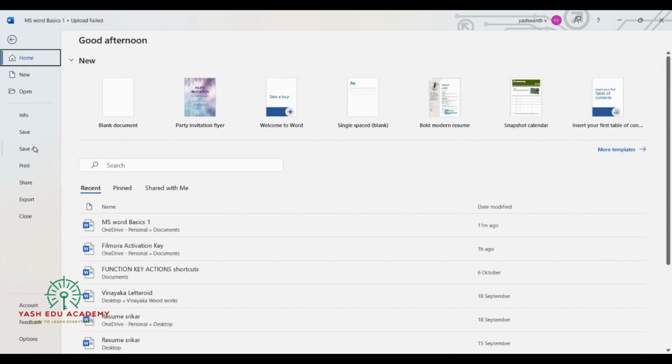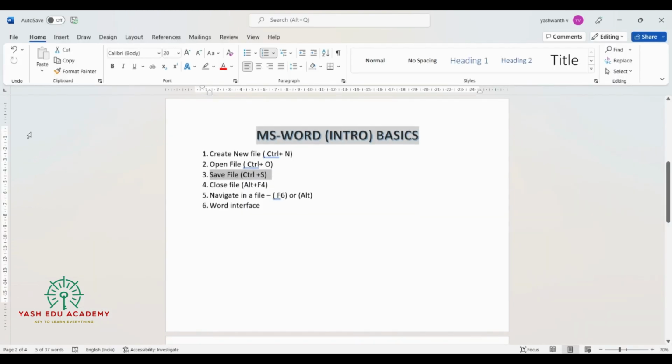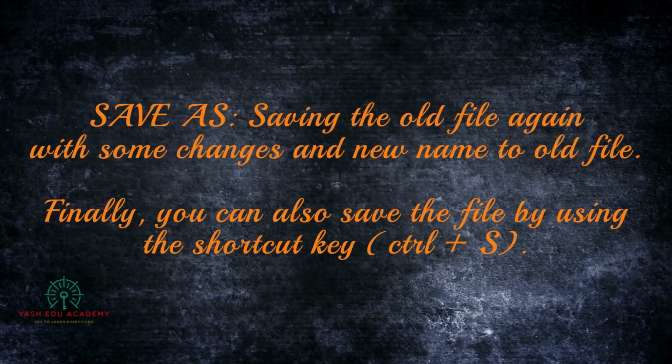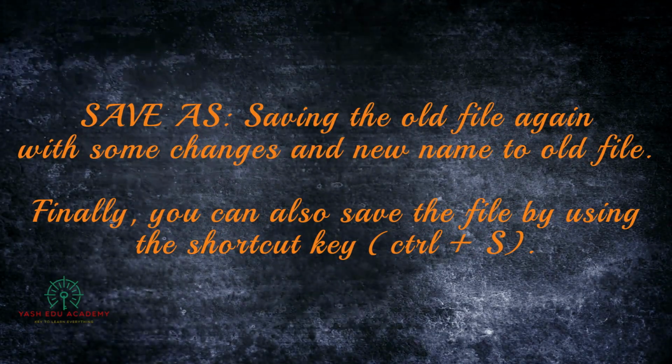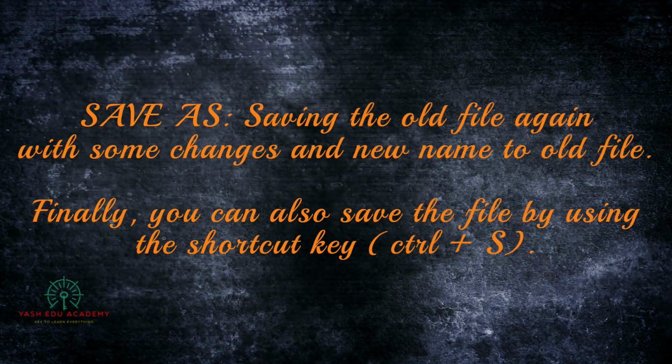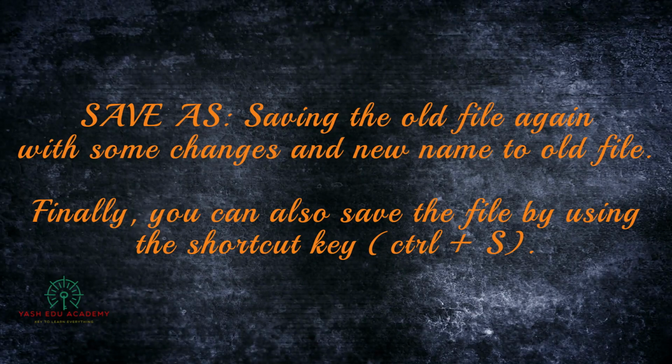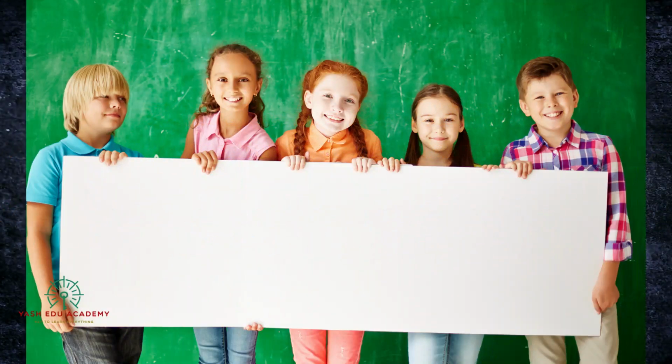The Save option is used to save the data of a new file. Save As is used to save the file again with the data added in the previously saved file. That is, saving the old file again with some changes and a new name. Finally, you can also save the file by using the shortcut key Ctrl+S.